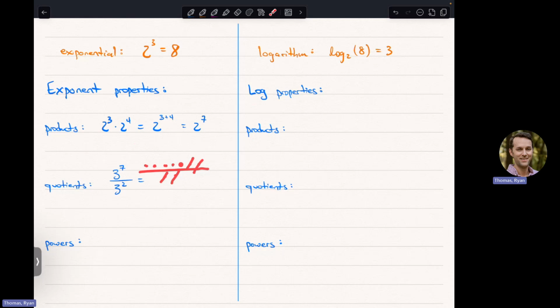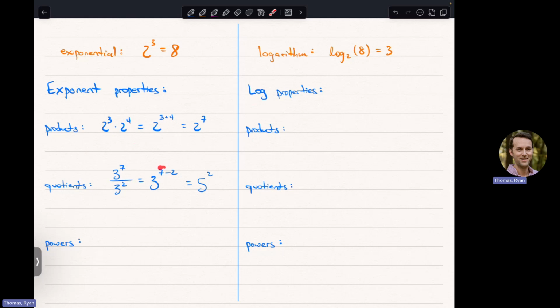And so what we're left with is 1, 2, 3, 4, 5 copies of 3 in the numerator. That's the same thing you get if you take 3 to the 7 minus 2. In the same way that division is the inverse or opposite, working backwards, of multiplication, the way you combine the exponents is the inverse as well. So when you multiply like bases, you add the exponents. When you divide like bases, you subtract.